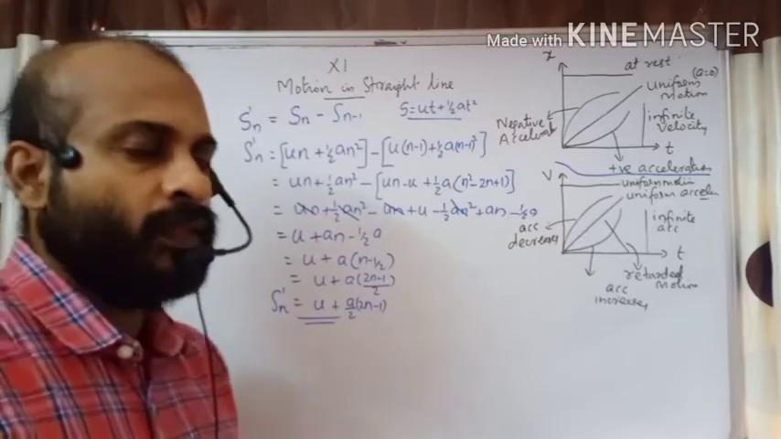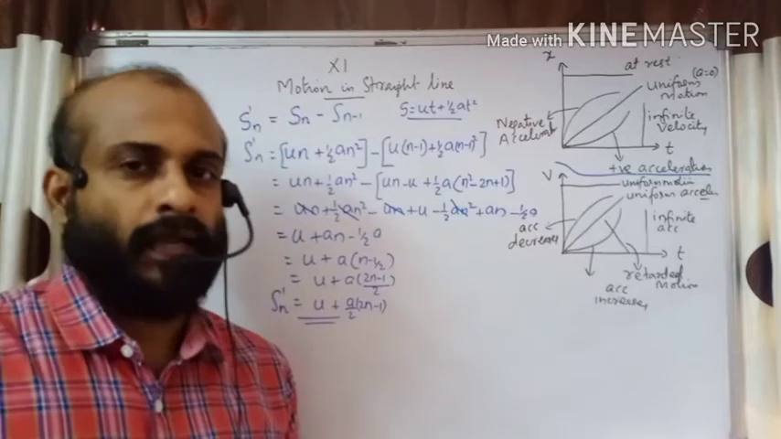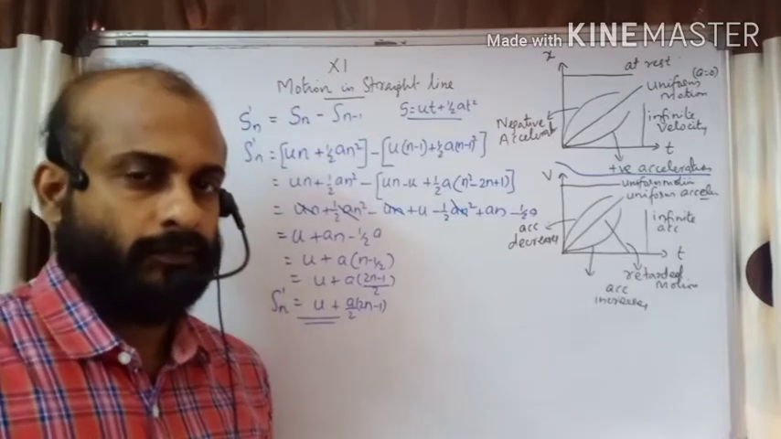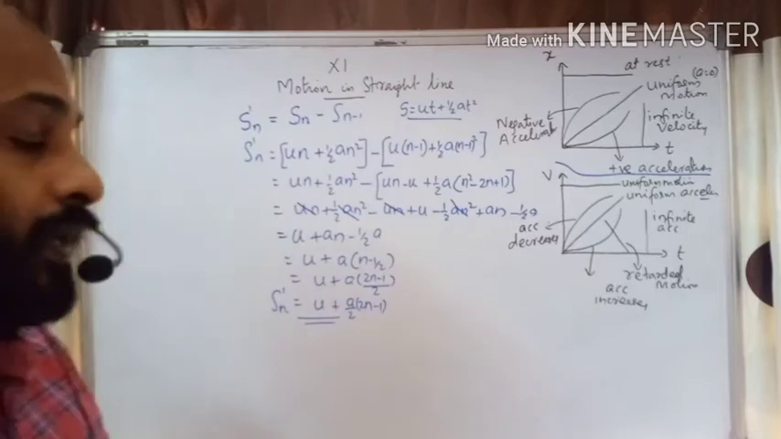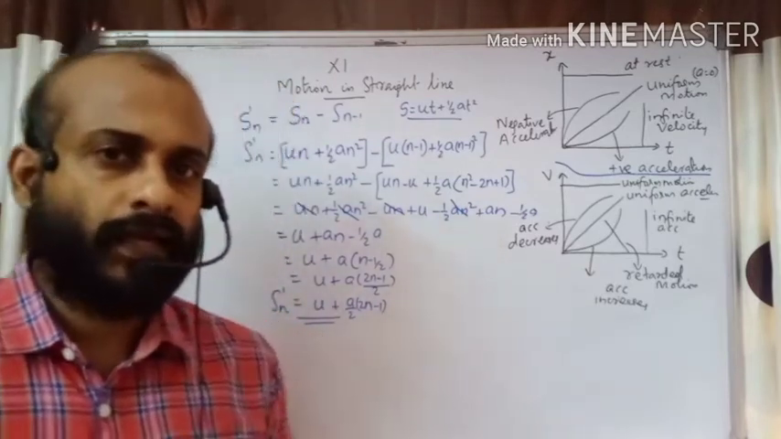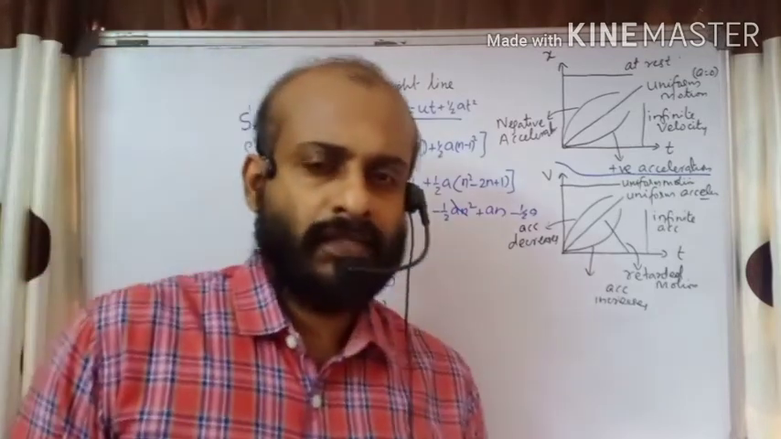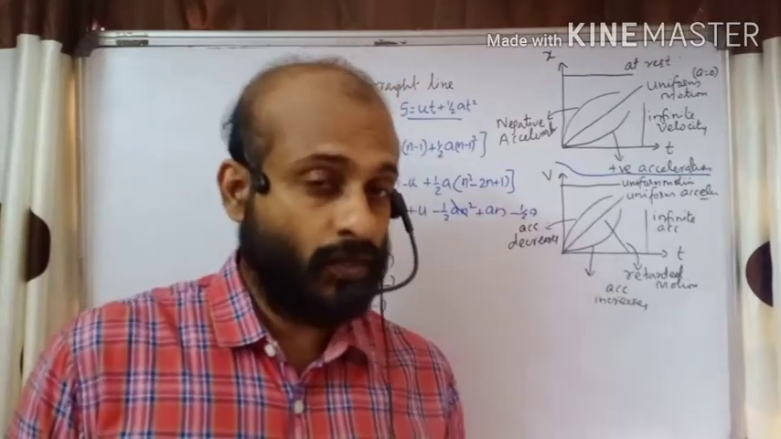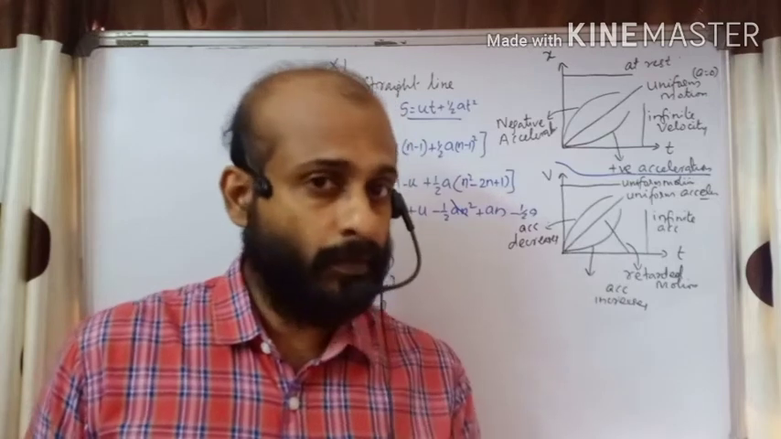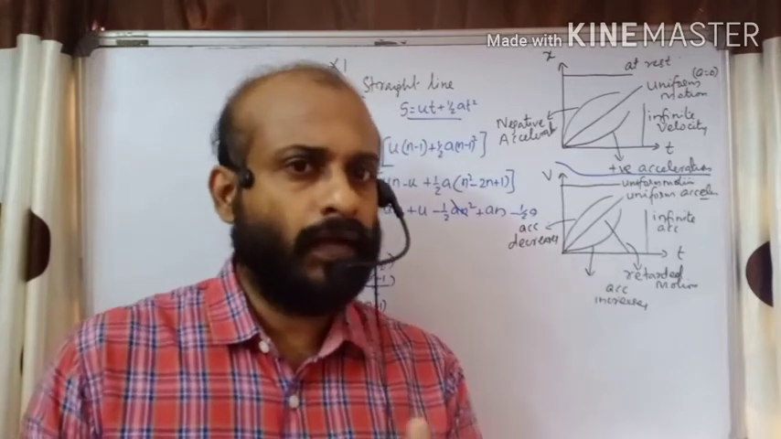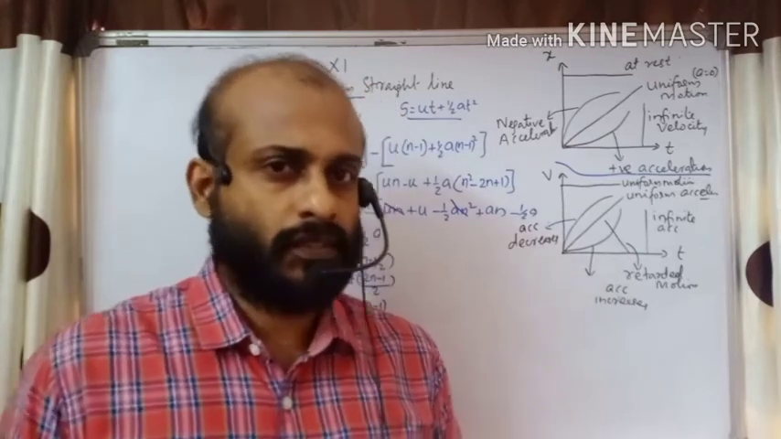Nth second means distance traveled in a particular second, a particular time, that is nth second. Now we'll straight away go to relative velocity. What is the relative velocity? Relative velocity means the velocity of a moving object with respect to another object. That other object may be at rest or in motion. We need to compare the velocity of two objects.